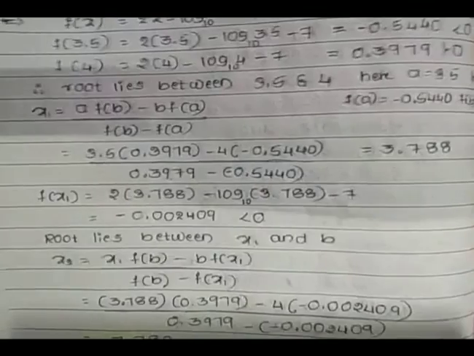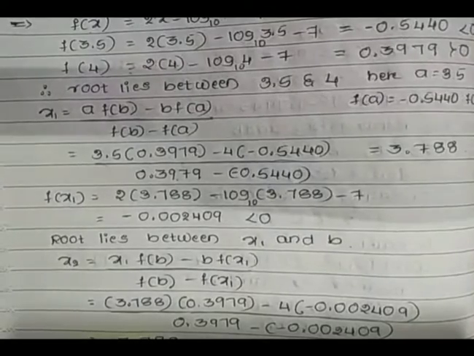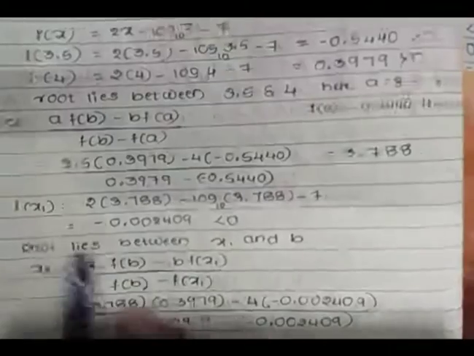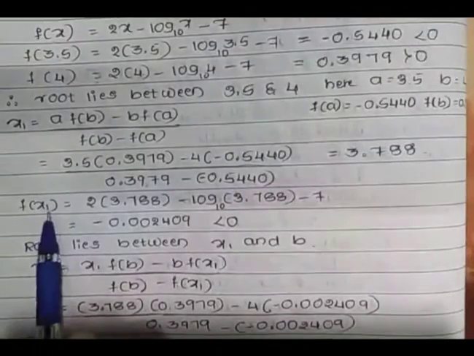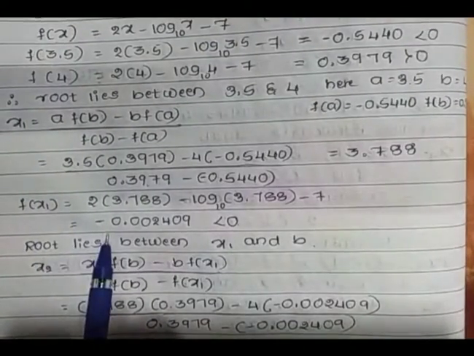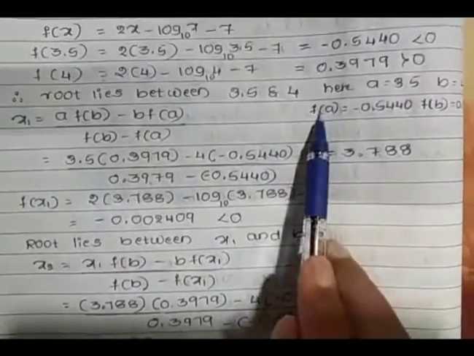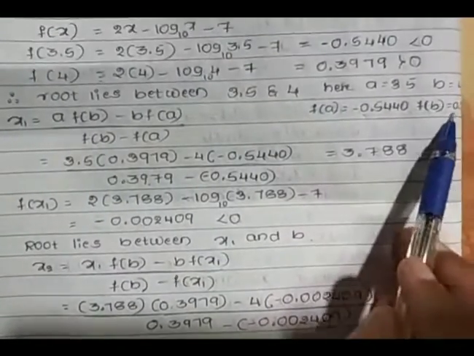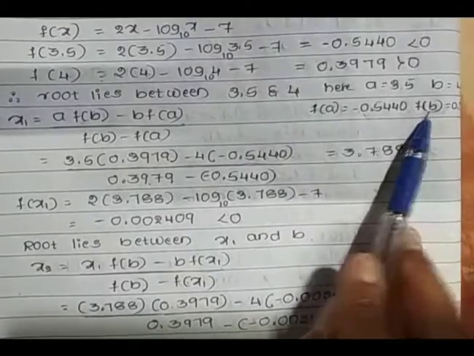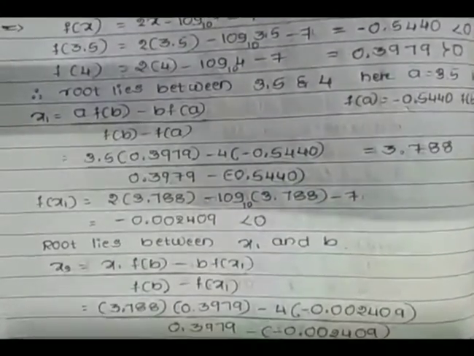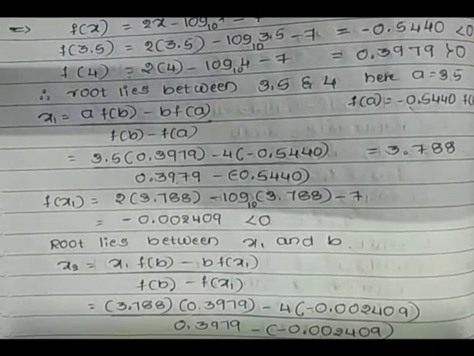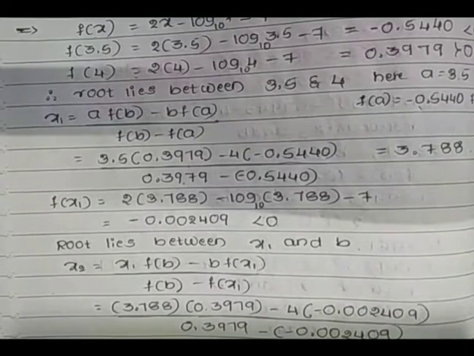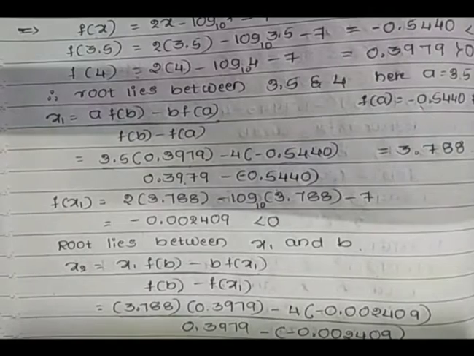Then to calculate the second approximation, next which two numbers do we have to consider? You can observe for f of x1, the answer is negative. For f of a, the answer is negative. For f of b, the answer is positive. Whenever we calculate any approximate value or any root, we have to consider one value which is giving us a negative value and one value which is giving us a positive value.